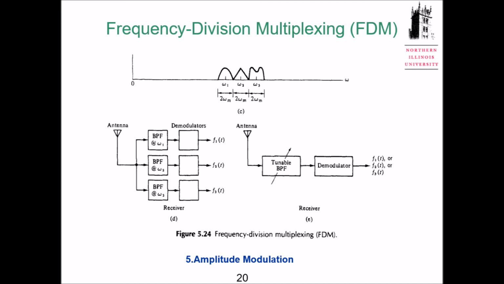In your receiver, we don't use multiple bandpass filters. We use a tunable one. When we tune to different stations, we change the central frequency of the bandpass filter. Then we do demodulation, so we get either channel 1 or channel 2 or channel 3. Okay, any problems, any questions? We still use AM broadcast, and we still tune the bandpass filter.